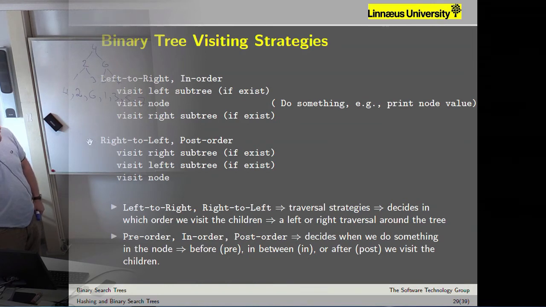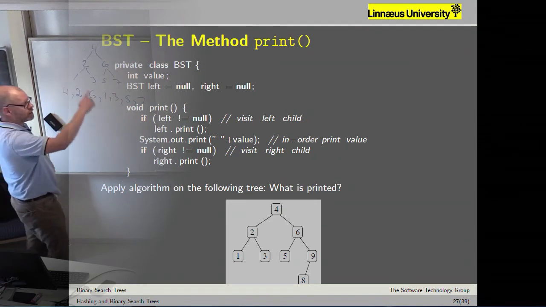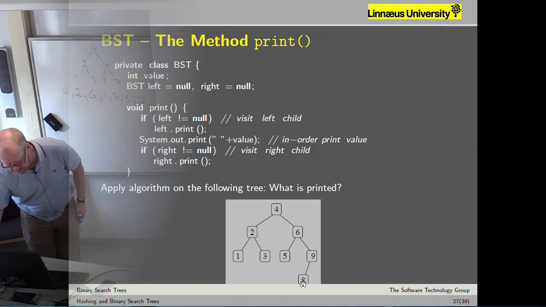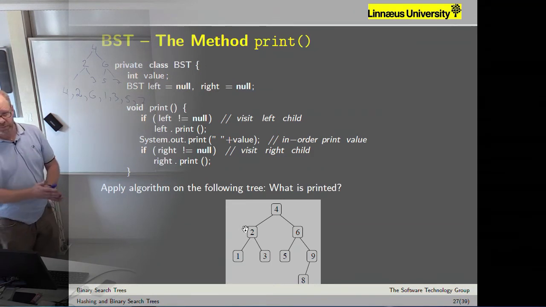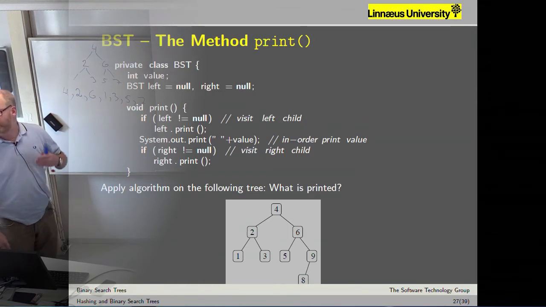Here we have an example of a right to left post order. We are visiting the right subtree, then visiting the left, and once we are done visiting all the children, then we do something. If I should apply this one and print something on this tree, we do a right to left traversal. That means we are traversing the tree like this. And the final thing we do in post order is that before we are leaving the node at the end, we are printing its value.